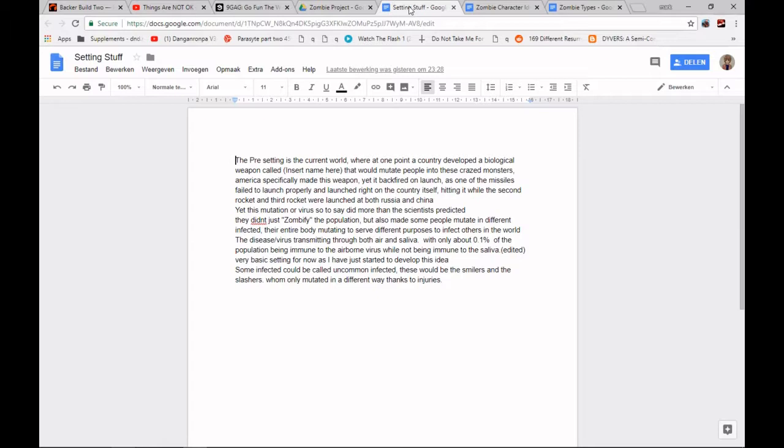Very basic settings for now. Well, this is the very basic setting that I have. Let's remove that, because I've copy and pasted this out of a Discord conversation. Some infected could be called uncommon infected. These would be the smilers and the slashers, who only mutated in different ways thanks to the injuries.